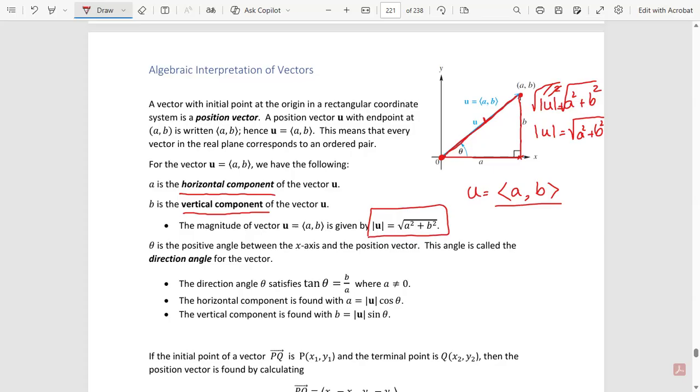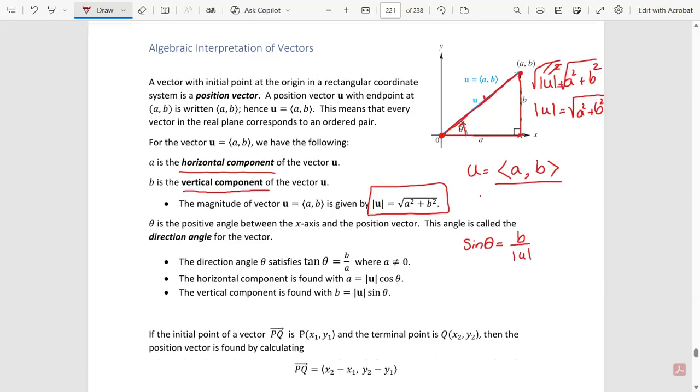We can also use other properties of the right triangle, because we learned that in every right triangle, this angle that is created here between the vector and the x-axis, if I want to find the sine of that angle theta, it's the opposite over hypotenuse. Hypotenuse is the magnitude of vector u. I also know that the cosine of that angle is the adjacent over hypotenuse. We also know the tangent of that angle is opposite over adjacent.